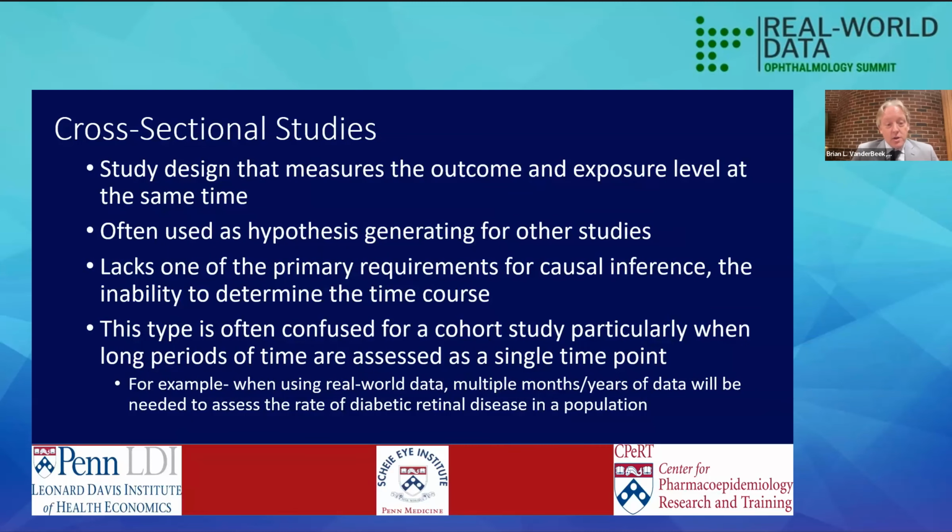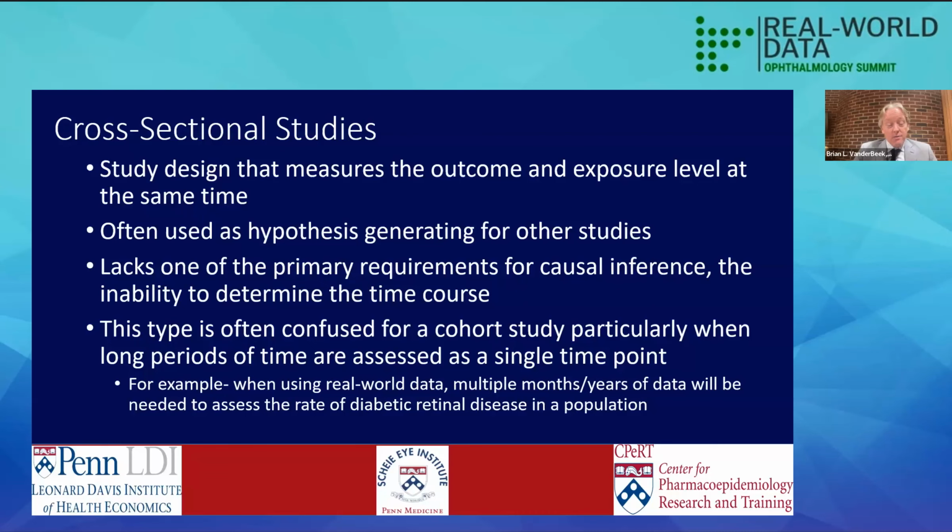The next study design is a cross-sectional study. This measures the outcome and the exposure level at the same time. These tend to be more hypothesis generating for use in future studies. The main reason for that is it lacks one of the primary requirements for causal inference, which is the main thing we're trying to do with all of these studies. And that's the inability to determine time course between the outcome and the exposure.